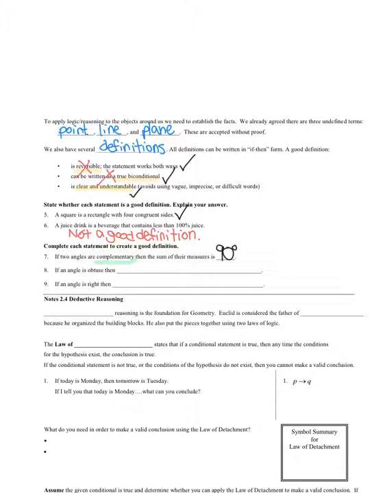So take a moment and think about what good definitions would be for the words obtuse and right. Write them down, making sure that your definitions are reversible and clear and understandable so they can be written as a true biconditional statement. When you think you've got a good definition for both obtuse and right, go ahead and check the key on Google Classroom or on my website to see if you are good.